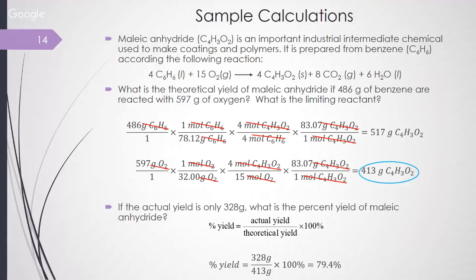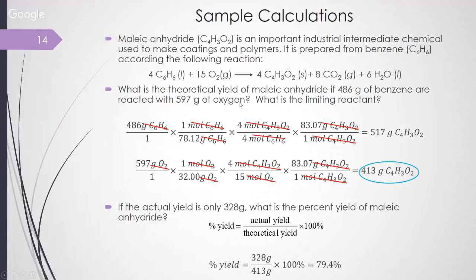So you're going to do 2 series of picket fences. One where you convert one of your reactants into the product, and then you convert your other reactant into the product, following the 3-step conversion of mass to moles, moles to moles, and then moles back to mass. So in order to do this, we need to find the molar masses of the substances that we're interested in. We were given grams of benzene, which means we need the molar mass of benzene, 6 times the mass of carbon plus 6 times the mass of hydrogen.